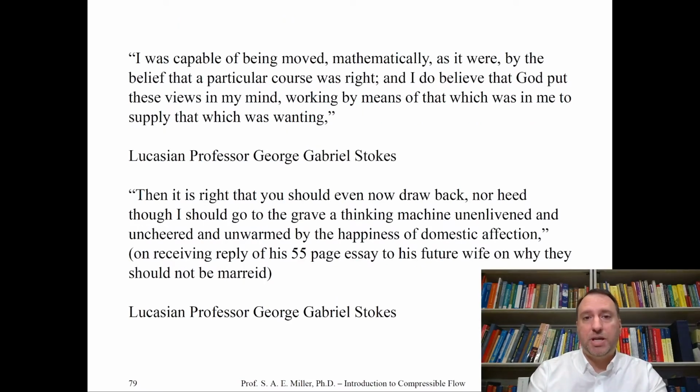I like to start a lot of my classes with some quotes. Here are 2 which I selected by none other than Lucasian Professor George Gabriel Stokes. Let's read the first one and the second one together.